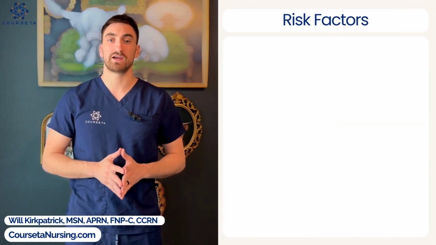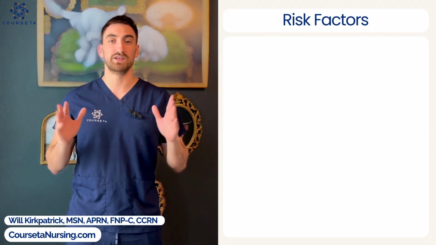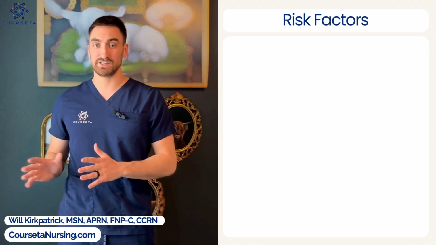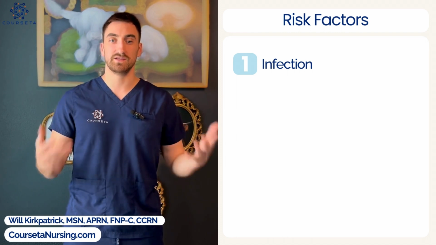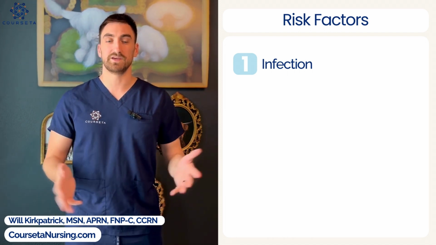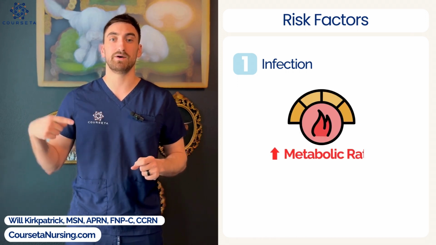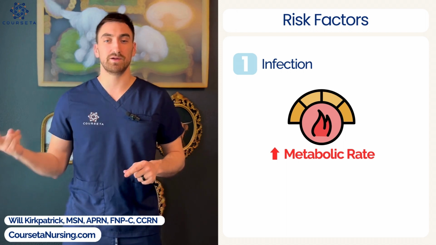All right, now talking about risk factors and complications. First, talking about risk factors. The number one thing that you guys need to remember for both DKA and HHS is that infection is the number one cause of these complications from diabetes. So think about it. What does infection do to our bodies? Well, it increases the metabolic rate naturally, right? It increases our temperature and it increases our metabolic rate.